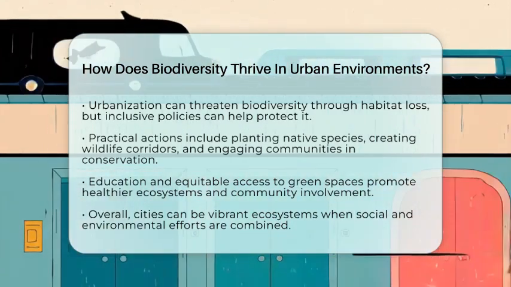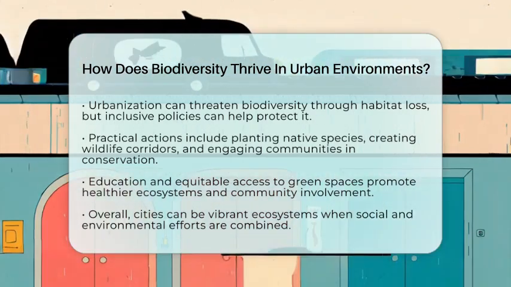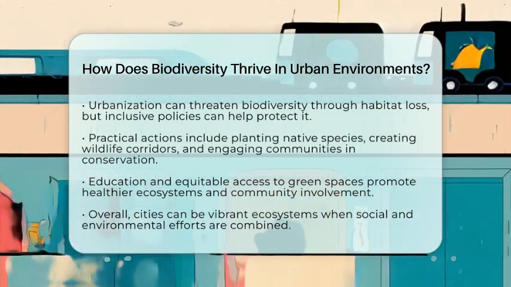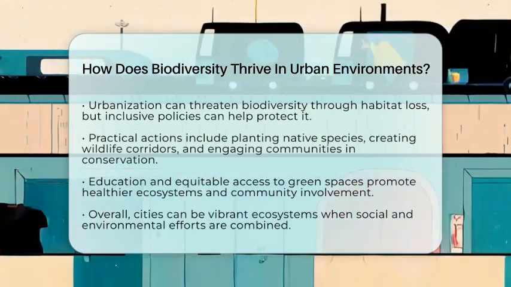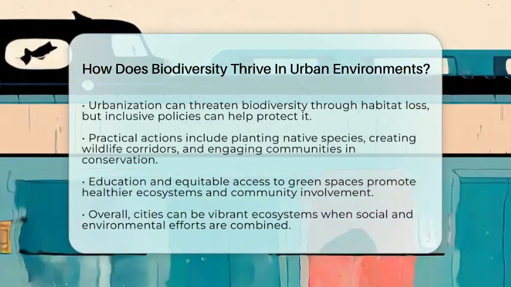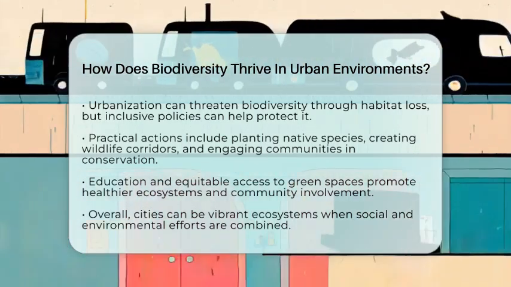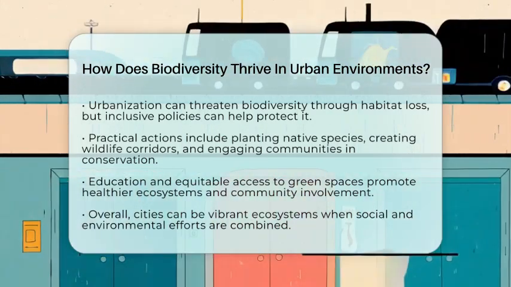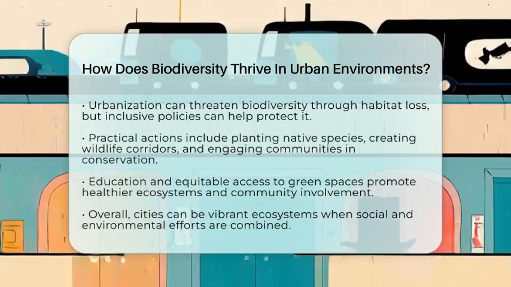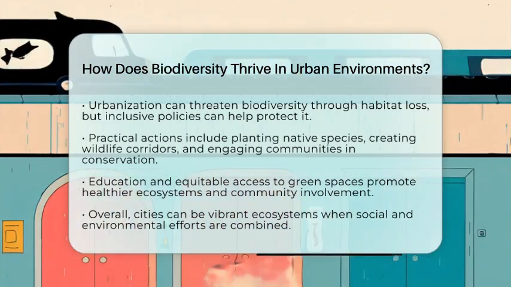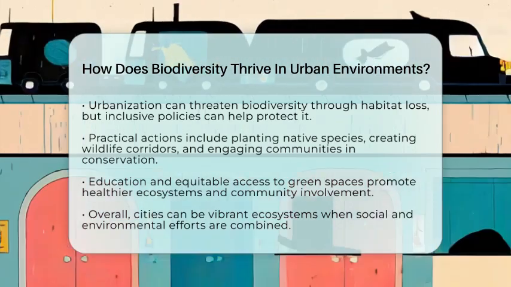Practical steps to support urban biodiversity include designing landscapes with native plants, creating wildlife corridors, and involving residents in conservation projects. Educating communities about the importance of urban nature encourages more people to get involved. Policies that ensure everyone has access to green spaces help reduce inequalities and promote healthier ecosystems.